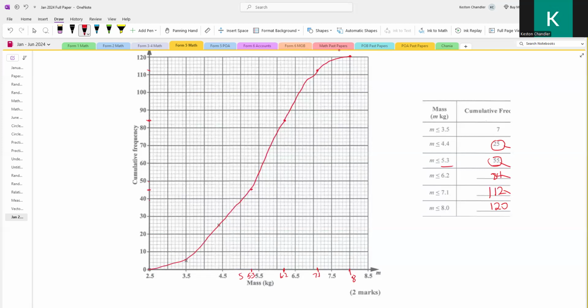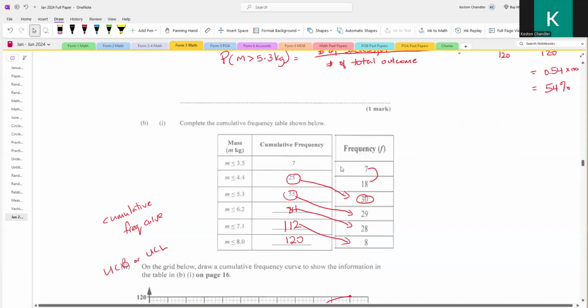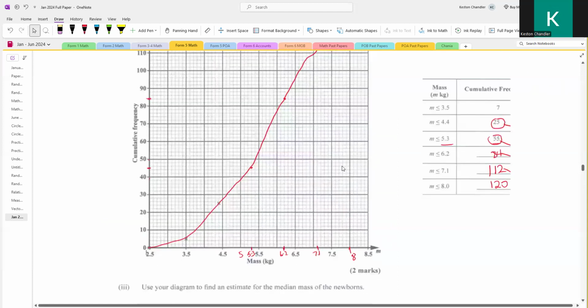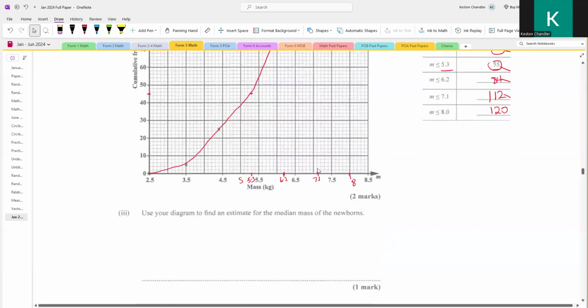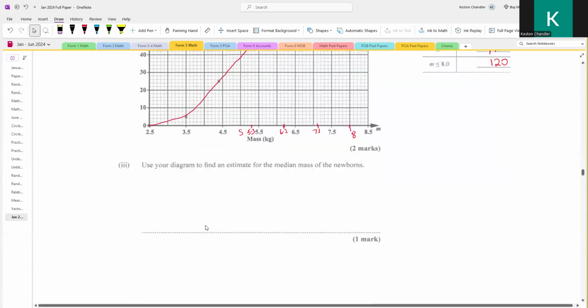Right now, look at this afterwards, right? Look at this part of the video and look at what I tell you about this. This is a nice question because it's showing you step by step how to draw a cumulative frequency curve. Right? Use your diagram to find an estimate for the median mass of the newborns. Well, the median mass, right? That would be the middle number. So basically, you have 120 of them. You're looking at the middle number.